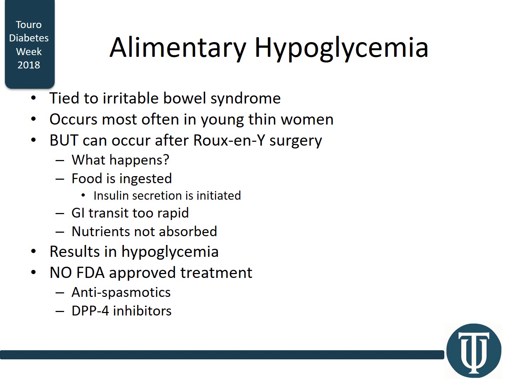When we eat food, as early as our mouth, we start to stimulate amylase and can stimulate insulin secretion. But as food gets to our stomach, we're expecting to have a mixed nutrient meal and that our GI absorption will take time. If we have a condition where our GI transit is too rapid, like diarrhea predominant irritable bowel, or Roux-en-Y where you don't have the same absorptive capacity, you'll get the insulin secretion, but you won't get the proper nutrients absorbed, and this can result in post-meal hypoglycemia.